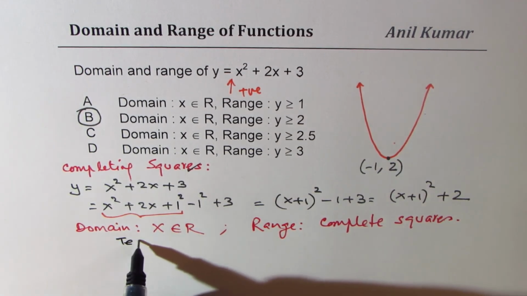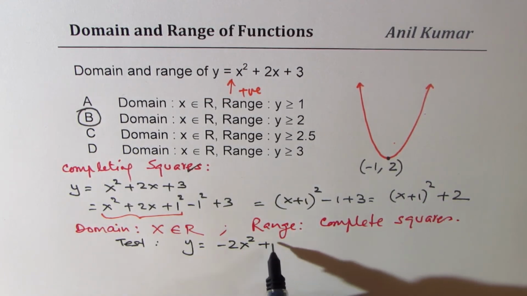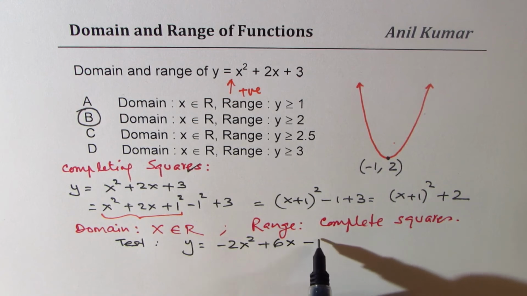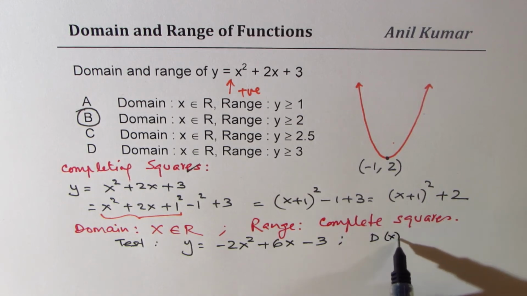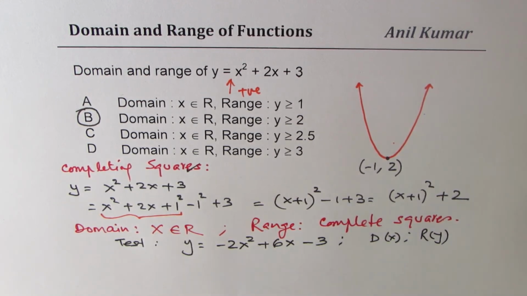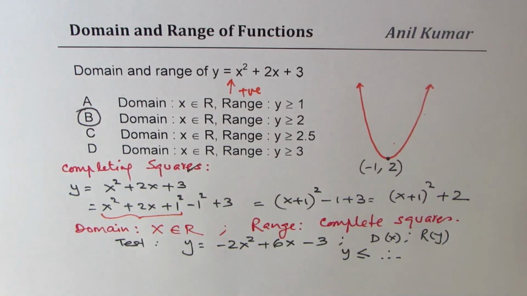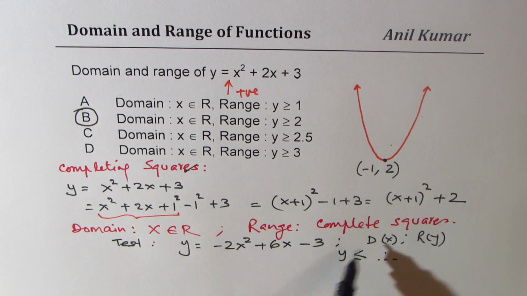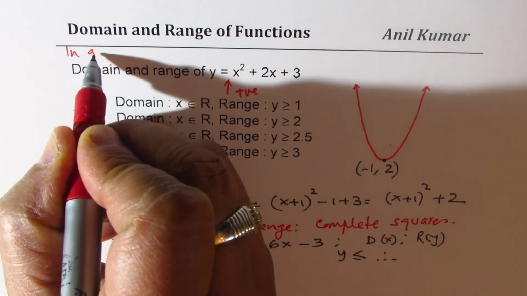As a test question, you can take y equals minus 2x squared plus 6x minus 3 as your example, and write down the domain, which is all real numbers, and the range for this particular function. Since the leading coefficient is negative, we are saying y is less than or equal to some value which you need to find. There's one more formula, minus b by 2a, which I should give you here, but I want you to practice completing squares.